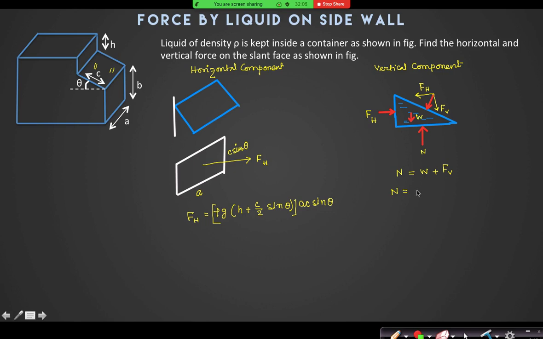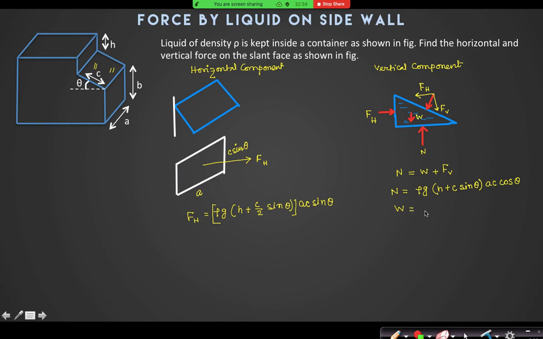It is rho g into h plus C sin theta, multiplied by the area AC cos theta. C cos theta or sin theta? Sin theta. So rho g into h plus C sin theta, multiplied by AC cos theta. Good. And what is the weight?